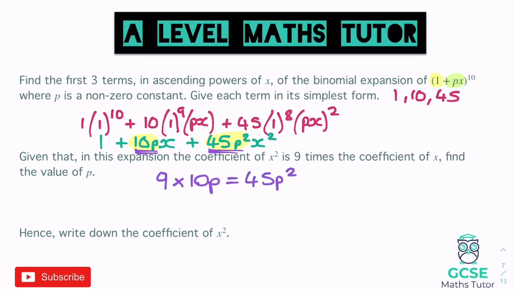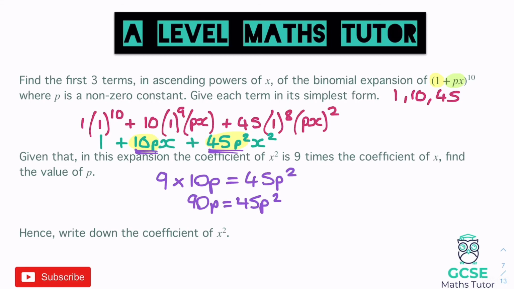Or in other words, 9 times 10p is going to be equal to 45p squared. Or you could do it the other way around. We could do 10p is equal to 45p squared divided by 9. Completely up to you which one you do. Obviously 45 nicely divides by 9, so that would be quite a nice way to do it. But I'm just going to follow this process as I've written it down. It doesn't really matter which way. So if we times that by 9, we get 90p equals 45p squared. And then we just need to solve that as an equation.